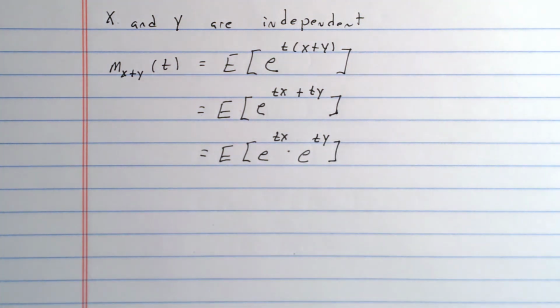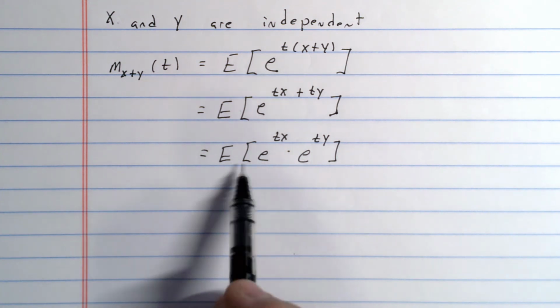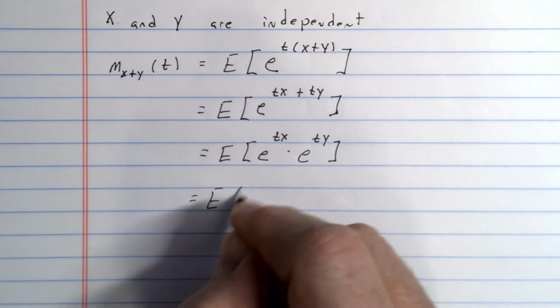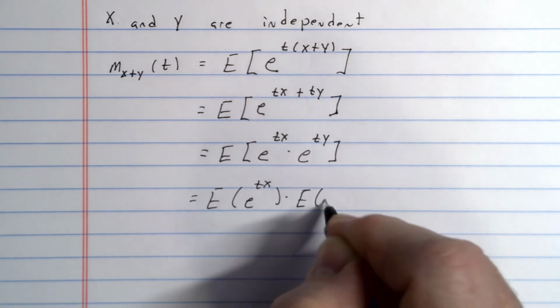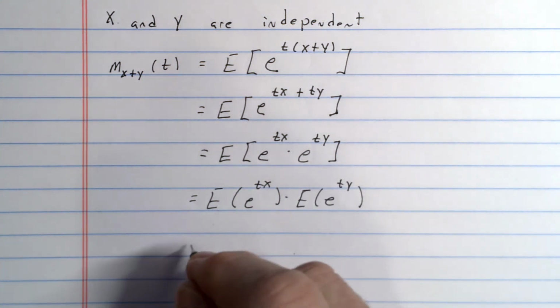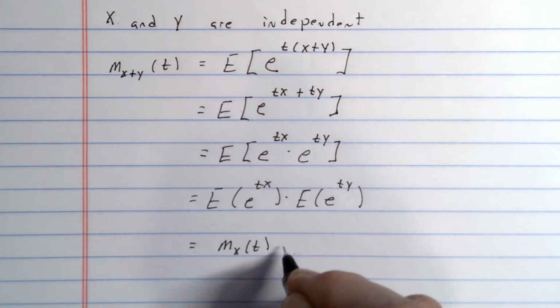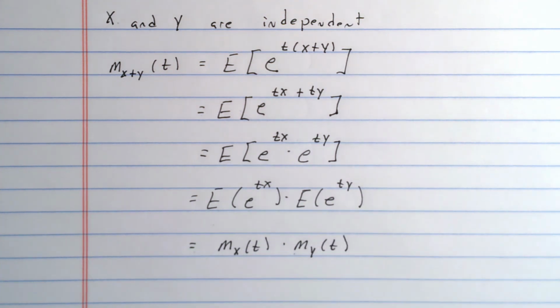And here we use the fact that x and y are independent, because we can now write this down as the product of two expected values, which is the expected value of e to the tx times the expected value of e to the ty. But this would then just be the moment generating function of x times the moment generating function of y, which is what we're trying to show.